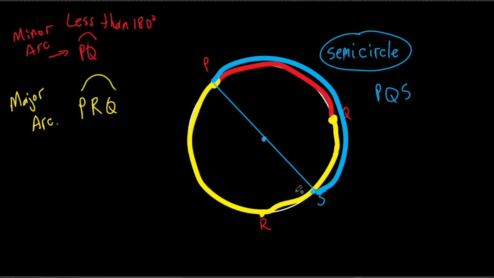Now, they're the same degrees, right? They're still half a circle, but this one goes this way, this one goes this way. They're two completely different semicircles, okay? So I would just call it semicircle. Just write that word down, semicircle PQS, all right?